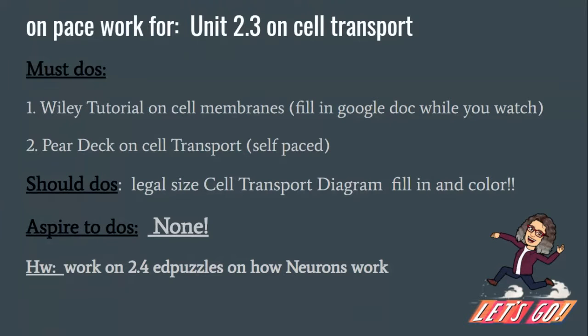That's fine. And then there's also a Pear Deck on cell transport, which I'm going to open up and make self-paced for you. I'll give you the code for that in a second. And that's it. Those are the must-dos for the day. And then there's the legal size cell transport diagram, which you may have already done because I uploaded it for you last week. But if you haven't done it yet, that's your should do.